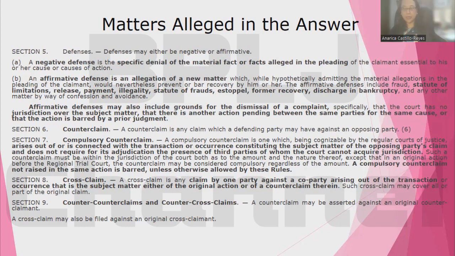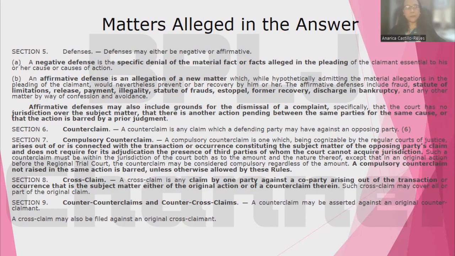So you are admitting that you are indebted, that there was a loan that was given in your favor. But you have an affirmative defense that that loan was already discharged because you have already paid the amount of the loan. So that is an affirmative defense.